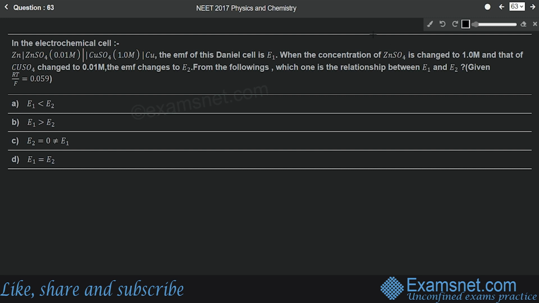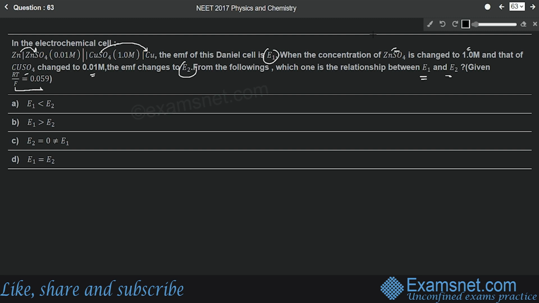Now question number 63 is from the chapter Electrochemistry, and the question is: in the electrochemical cell, zinc is getting converted into zinc sulfate and copper sulfate is getting converted into copper. The EMF of this Daniell cell is E1. When the concentration of zinc sulfate is changed to 1 molar and that of copper sulfate is changed to 0.01 molar, then the EMF changes to E2. From the following, which one is the relationship between E1 and E2? It is given that RT by F is equal to 0.059.